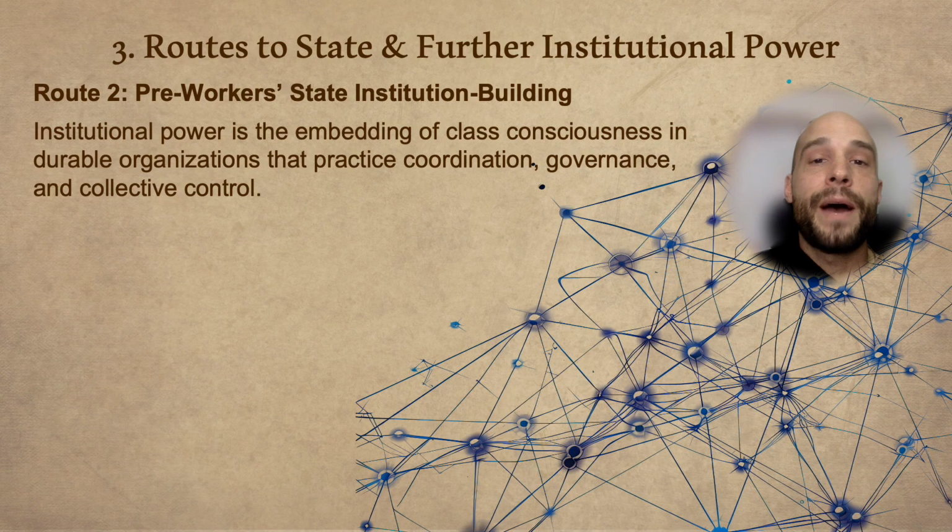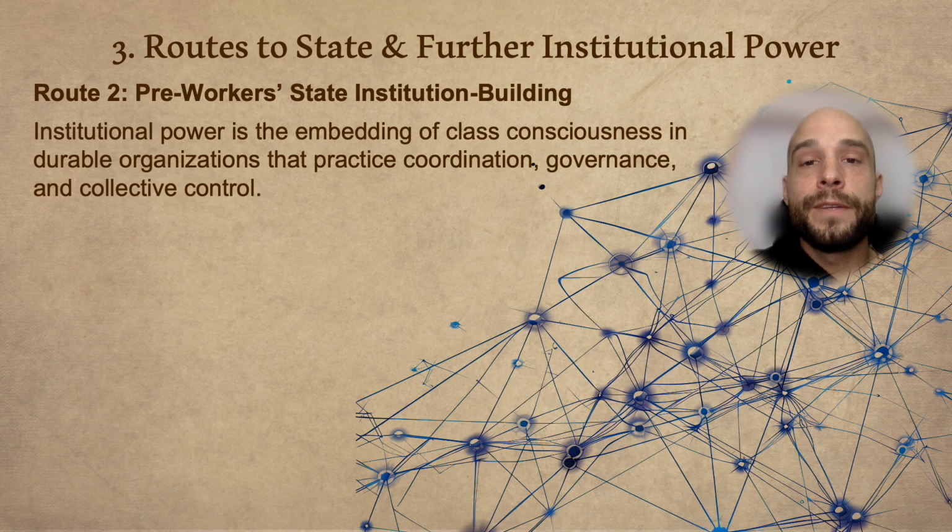The second route to state power in Avineri's framework is pre-worker state institution building. It builds directly on level 2, subjective mediation, where class consciousness is formed and basic organizational capacity is developed. But in level 3, that mediation becomes deeper, more durable, and materially effective, whereas subjective mediation focuses on the emergence of class consciousness and early organizational forms. Level 3 institutional power embeds that consciousness in institutions capable of sustained governance, coordination, and collective control.